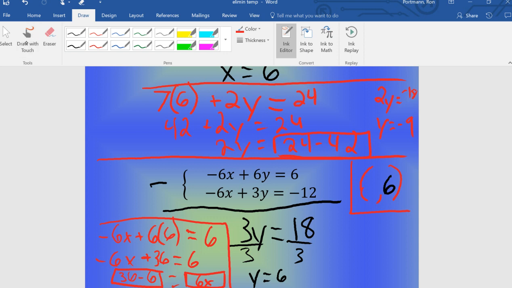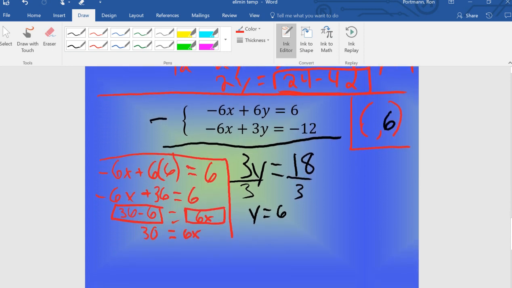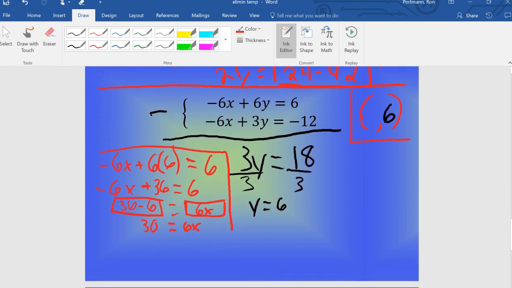So my x value, which number times 6 gives me 30? Well, you can't see that. It's probably off the screen. There we go. 6 times what gives me 30? Your x value is going to be 5. Your ordered pair would be 5, 6.